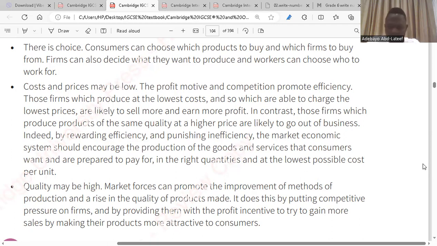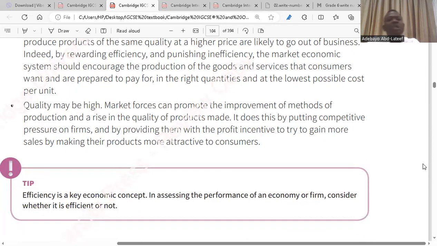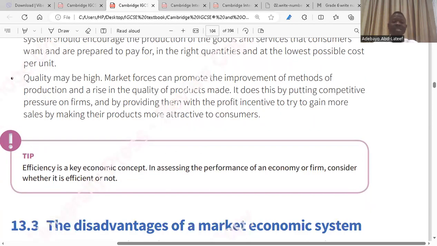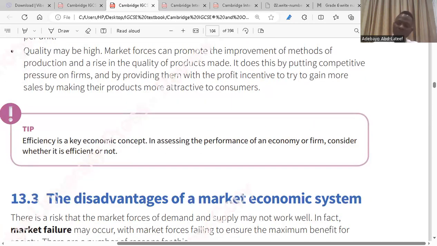The last one, I think this is the last one there. Yeah. Quality may be high. Market forces can promote the improvement of methods of production and a rise in quality of products made. It does this by putting competitive pressure on firms and by providing them with the profit incentive to try to gain more sales by making their products more attractive to consumers. So the last advantage is about the quality. Quality is important. The quality may be high.